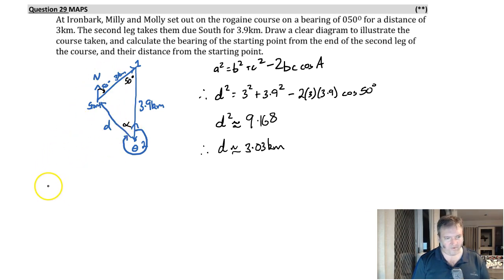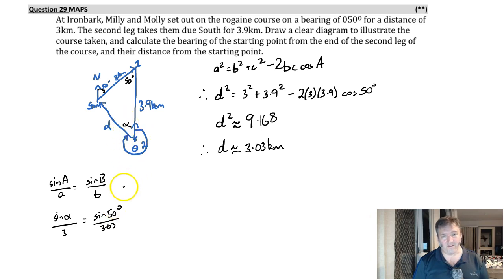Remember, what is our sine rule first of all? Well, it's sine A over A equals sine B over B. And we're all pretty comfortable with that. Fill in what we know. So the sine of alpha divided by the opposite side length, which is 3, is going to equal the sine of 50 degrees divided by the opposite side length, which we just figured out was approximately 3.03. So you can see alpha is going to be pretty close to 50 degrees because those side lengths are pretty close.